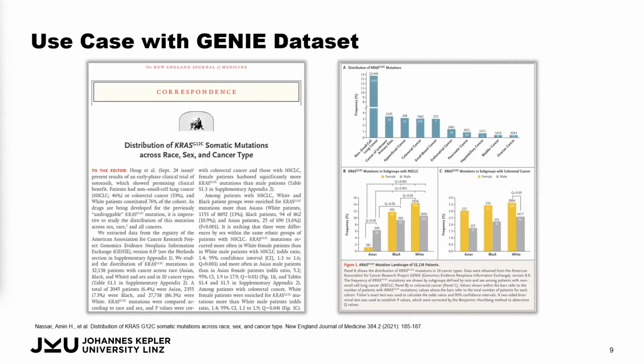To demonstrate Core, we use a use case that is based on the publication by Nazar in the New England Journal of Medicine. Here the authors focused on the GENIE patients and assess race and gender differences with respect to the KRAS G12C mutation frequencies in non-small cell lung cancer and colorectal cancer patients. The KRAS gene is mutated in around 15% of all human cancers, making it one of the most frequently mutated cancer-causing genes. The G12C is one of the most prevalent KRAS mutations.